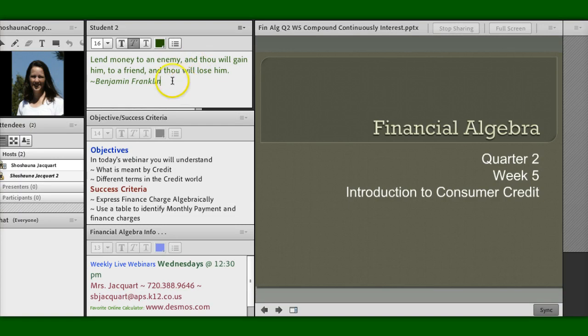First of all, I want to talk about this quote up top. It says, lend money to an enemy, and thou will gain him; to a friend, and thou will lose him. I'm trying to figure out how to interpret that. Like if you lend money to your friends and they don't pay you back, then you lose your friends. I've seen that all over the place, especially with money and family.